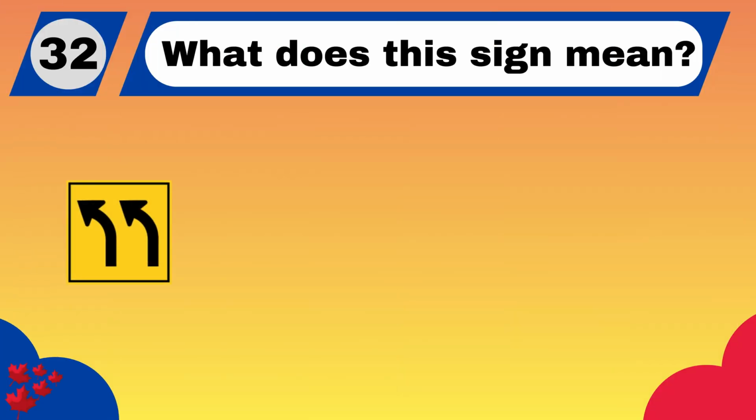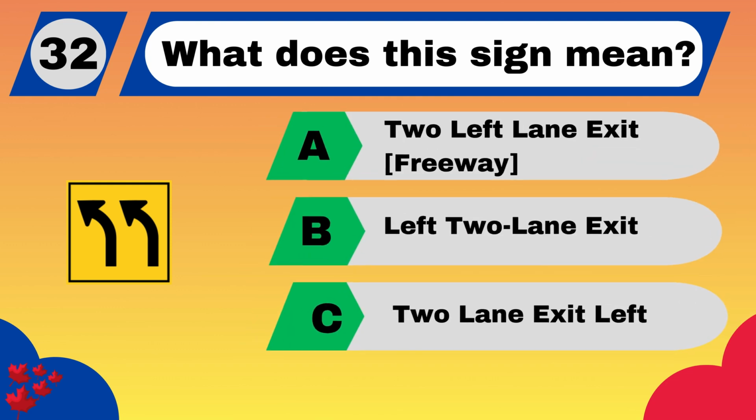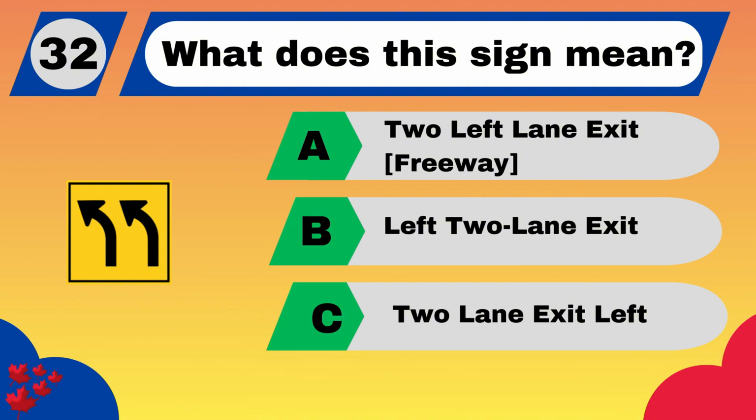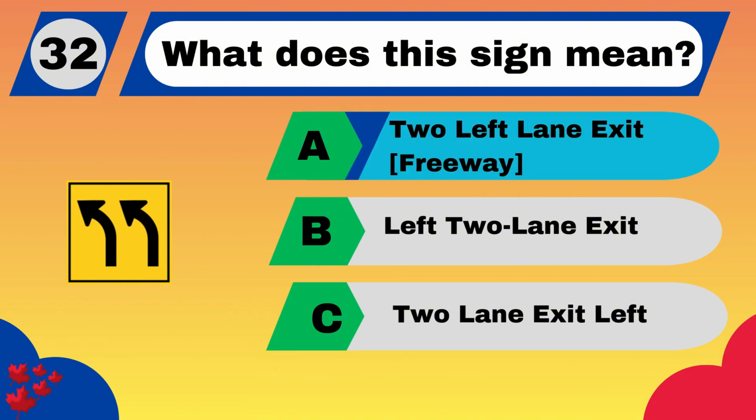Question 32. What does this road sign mean? A. 2 left lane exit, freeway. B. Left 2 lane exit. C. 2 lane exit, left. You're right. A. This sign indicates a 2 left lane exit on a freeway.